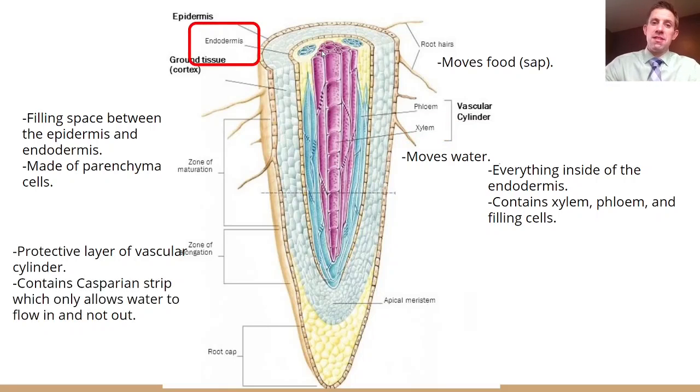The endodermis is this layer of cells that surrounds the vascular cylinder right here, and it contains a piece that's called the Casparian strip, more in a minute. But if you notice the name, endo means inside and dermis is a covering. So if you look at epidermis versus endodermis, epi means outside, endo means inside. So the epidermis is an outside covering, the endodermis is an inside covering, and it completely surrounds the vascular cylinder.